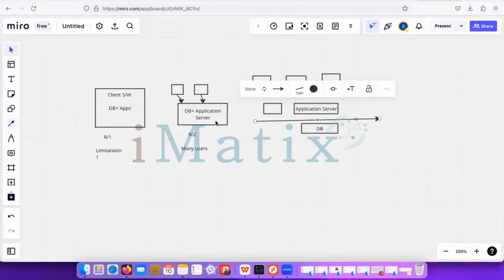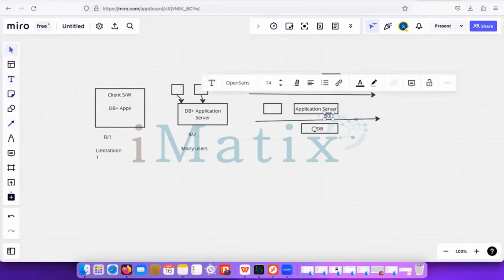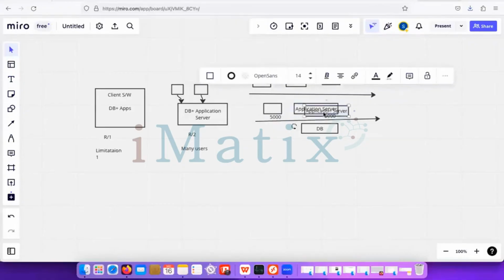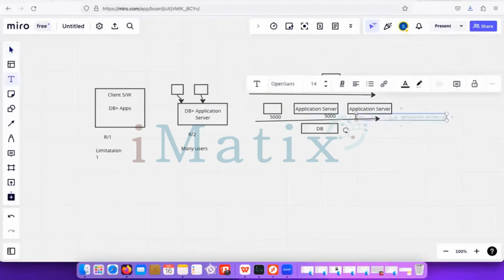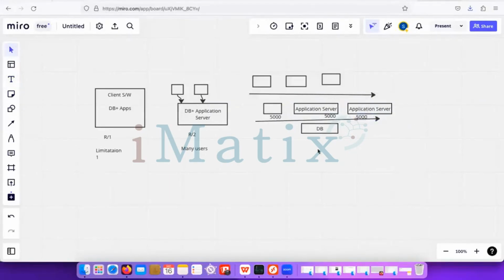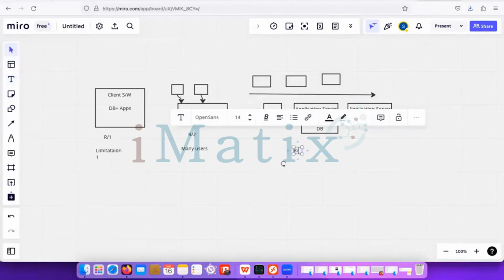Because here we have only one application server. Suppose one application server supports 5,000 users, but our company requirement is that 20,000 users should be able to log in. In this case, we install 4 application servers. We can meet that requirement. For scalability, this kind of architecture has come. This is known as R3 architecture.